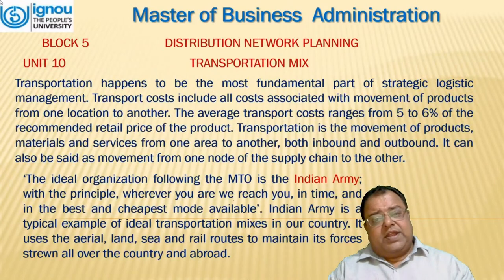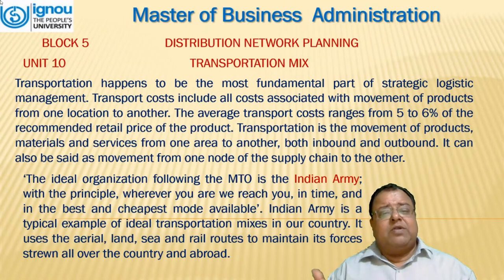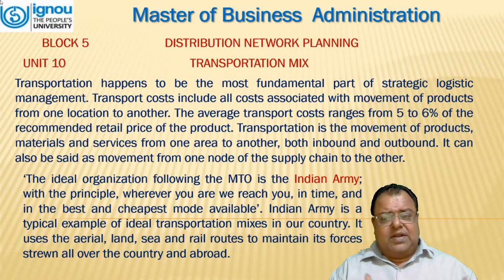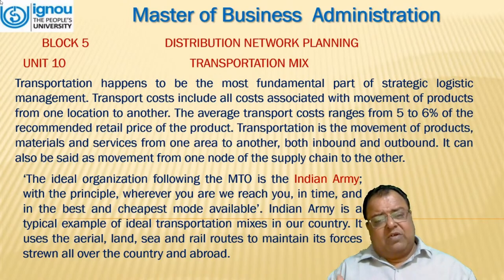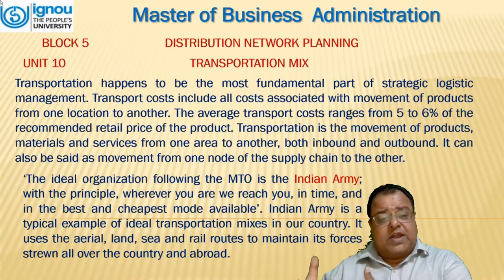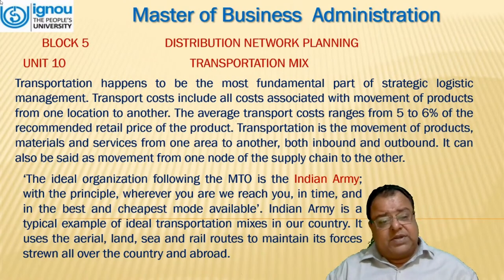Now, we move to distribution network planning, Unit 10, which is transportation mix. As the name suggests, we will be talking about transportation. Transportation happens to be the most fundamental part of strategic logistics management. Transport cost includes all costs associated with movement of the products from one location to another. The average transport cost ranges from 5 to 6% of the recommended retail price of the product.